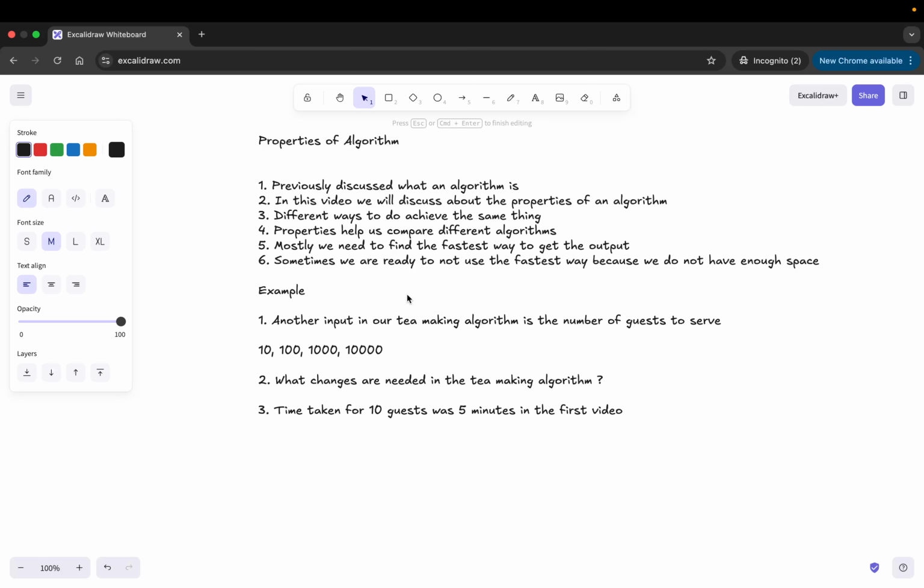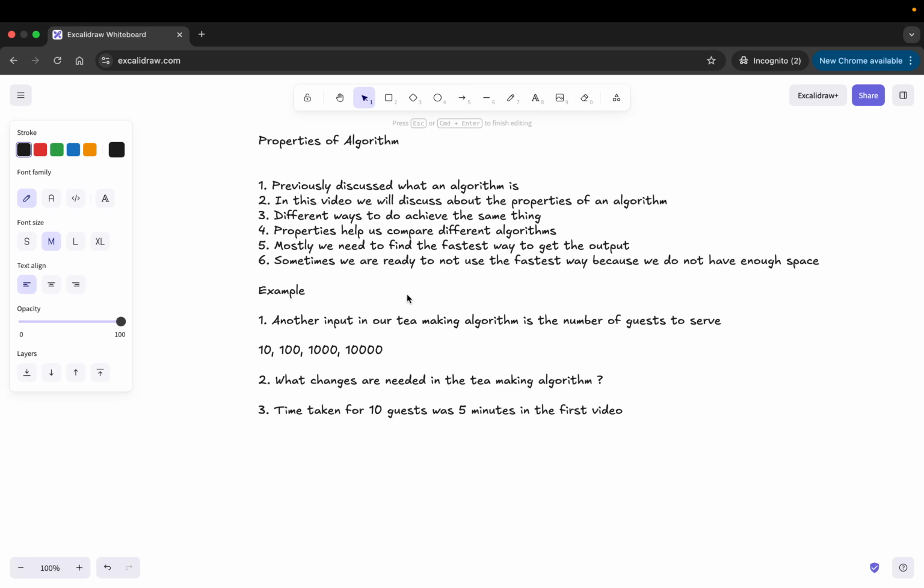Properties of an algorithm help us to compare different algorithms. Now, if we are comparing algorithm 1 to algorithm 2, there must be something in order to compare both, right? So that they are distinguished apart from their steps. These are the objective properties of the algorithm.